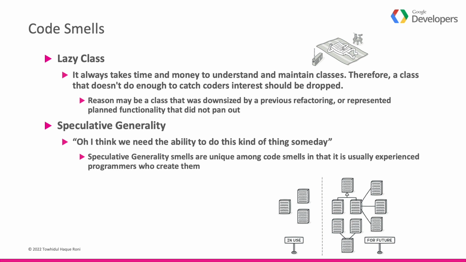It's important to strike a balance between accommodating future needs and focusing on the current requirements. By avoiding speculative generality, we can keep our code base lean and avoid the pitfalls of unnecessary complexity.